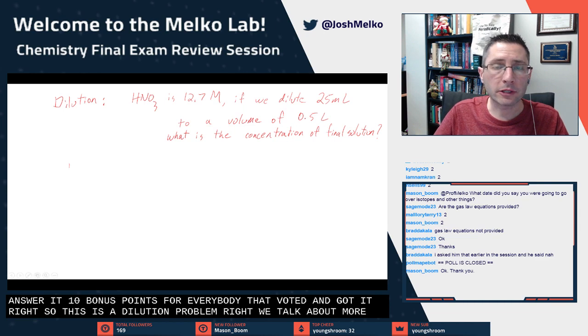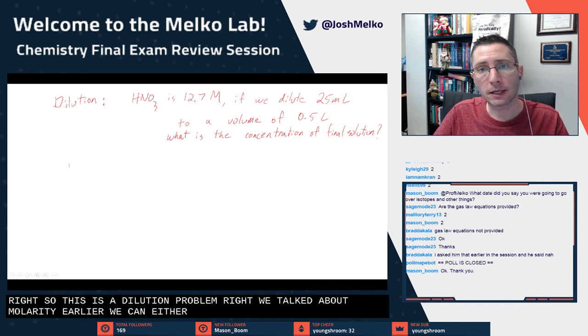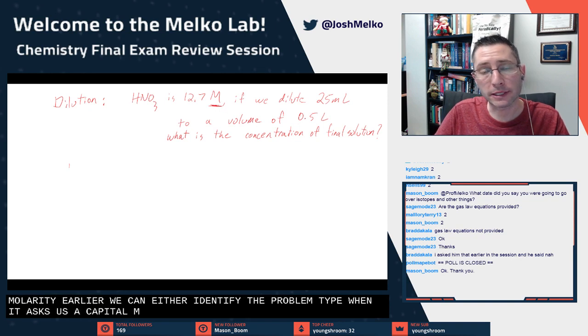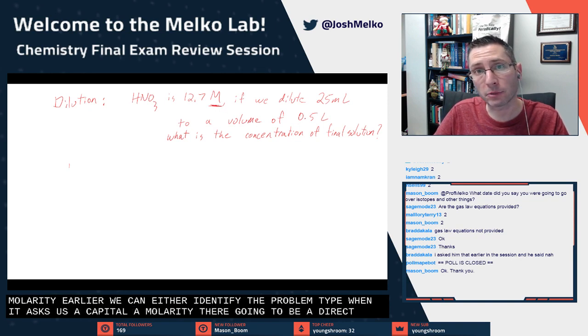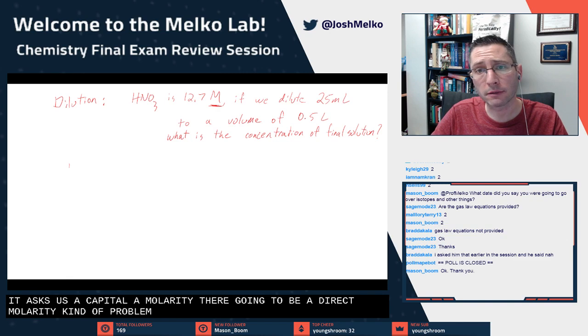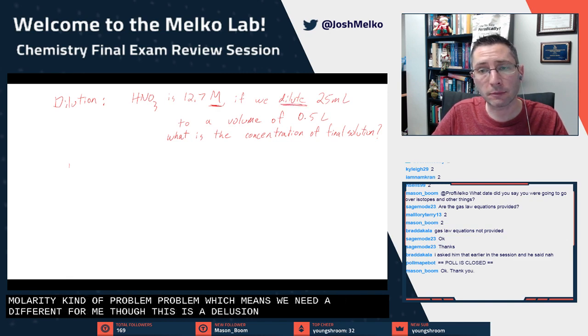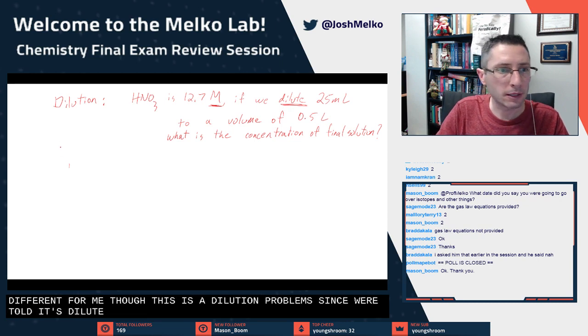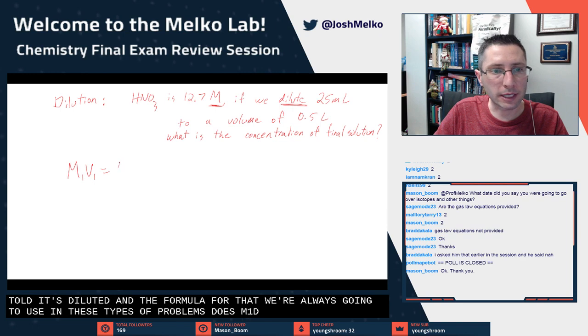So this is a dilution problem. We talked about molarity earlier. We can identify the problem type when it asks us for a capital M, or molarity. It's either going to be a direct molarity problem, like we practiced, or a dilution problem, which means we need a different formula. This is a dilution problem since we're told it's diluted, and the formula we're always going to use in these types of problems is M1V1 equals M2V2.